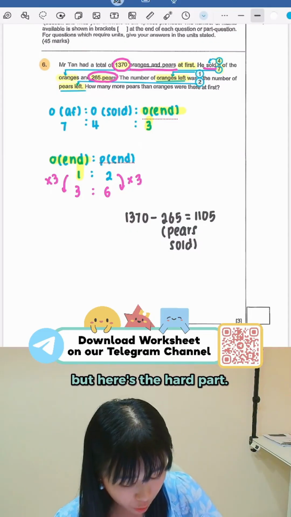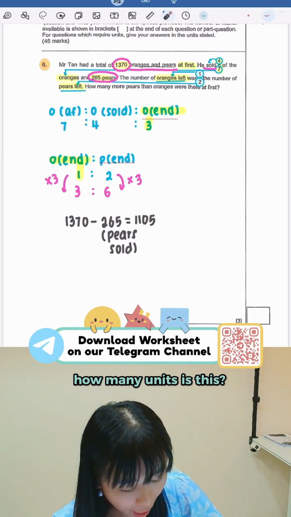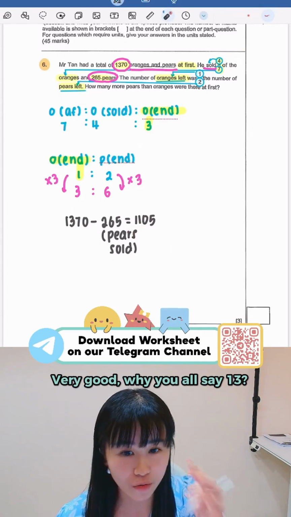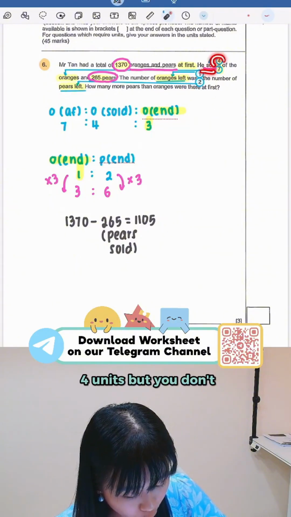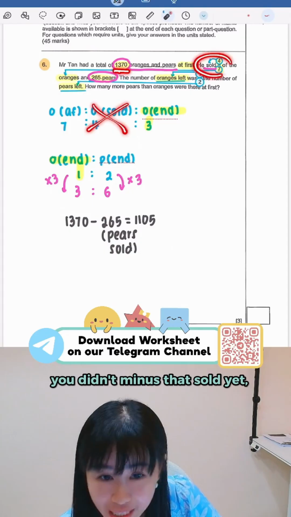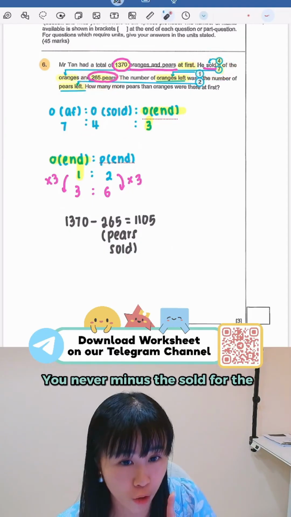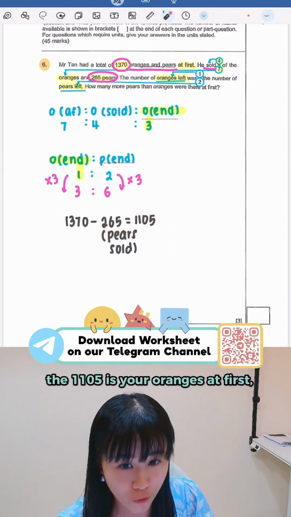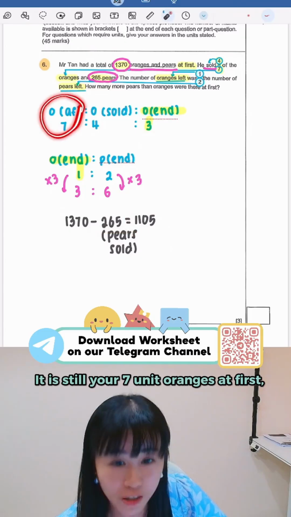But here's the hard part, everybody. When you get 1105, how many units is this? This is the part that students get confused. Okay, very good. Why do you all say 13? Because he just now sold that 4 units, but you don't look at the sold, because you take 1370, you didn't minus that sold yet. You only minus the sold for the pears. You never minus the sold for the oranges. Which also means when you minus the pears sold, the 1105 is your oranges at first. Clear or not? It is still your 7 units of oranges at first.